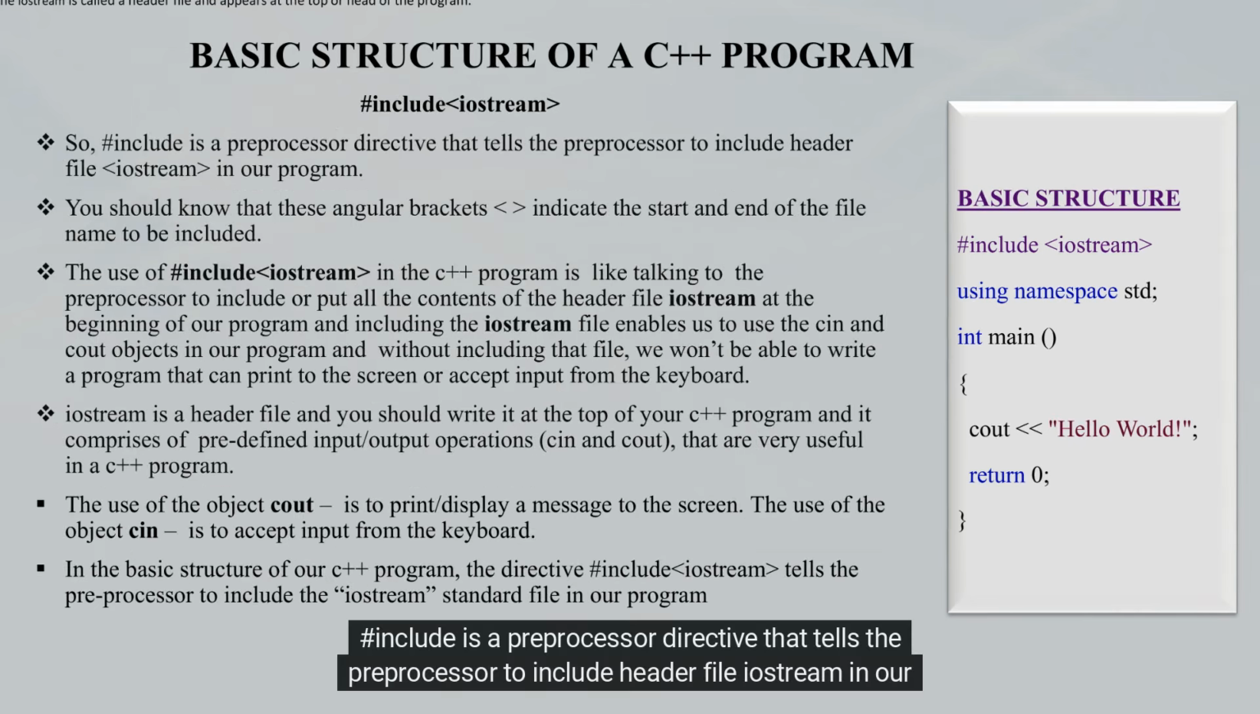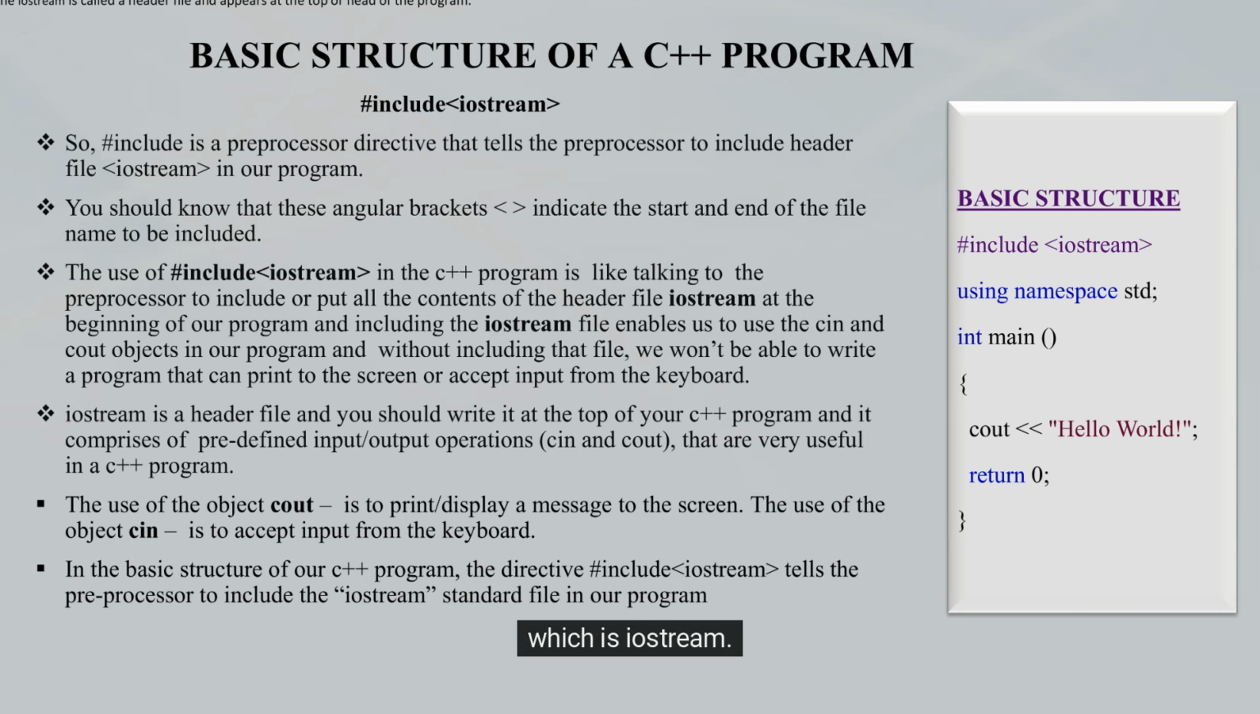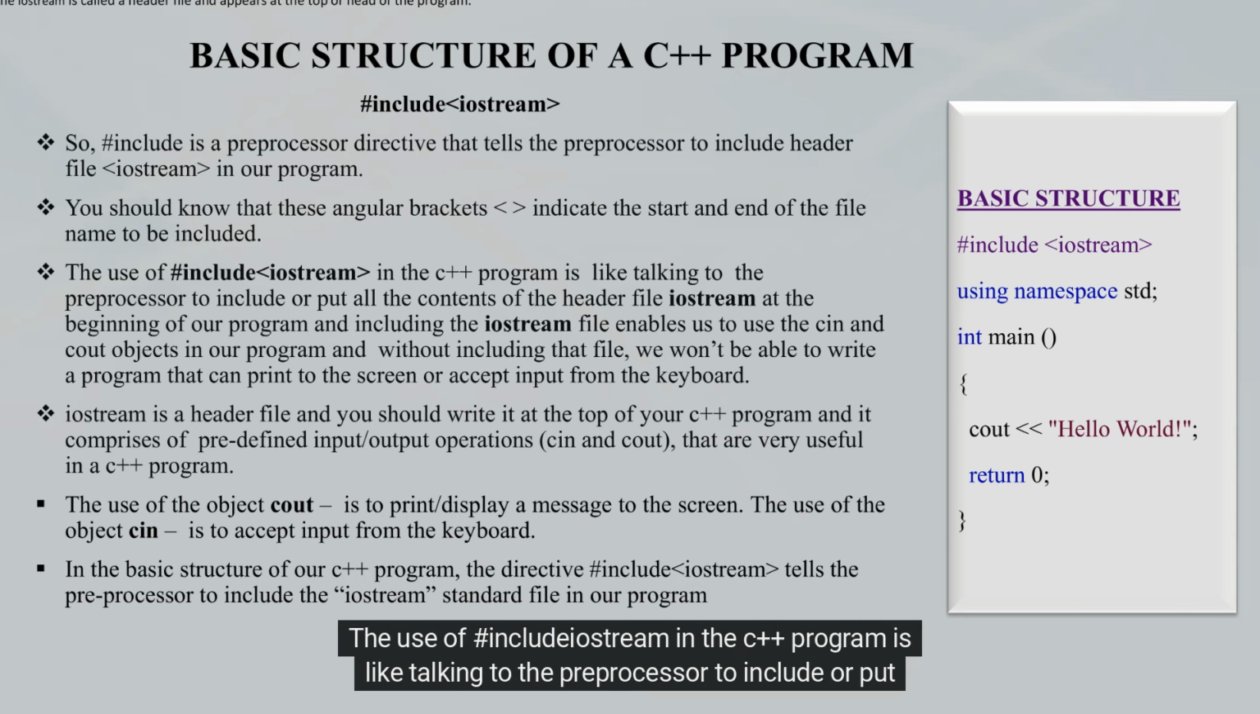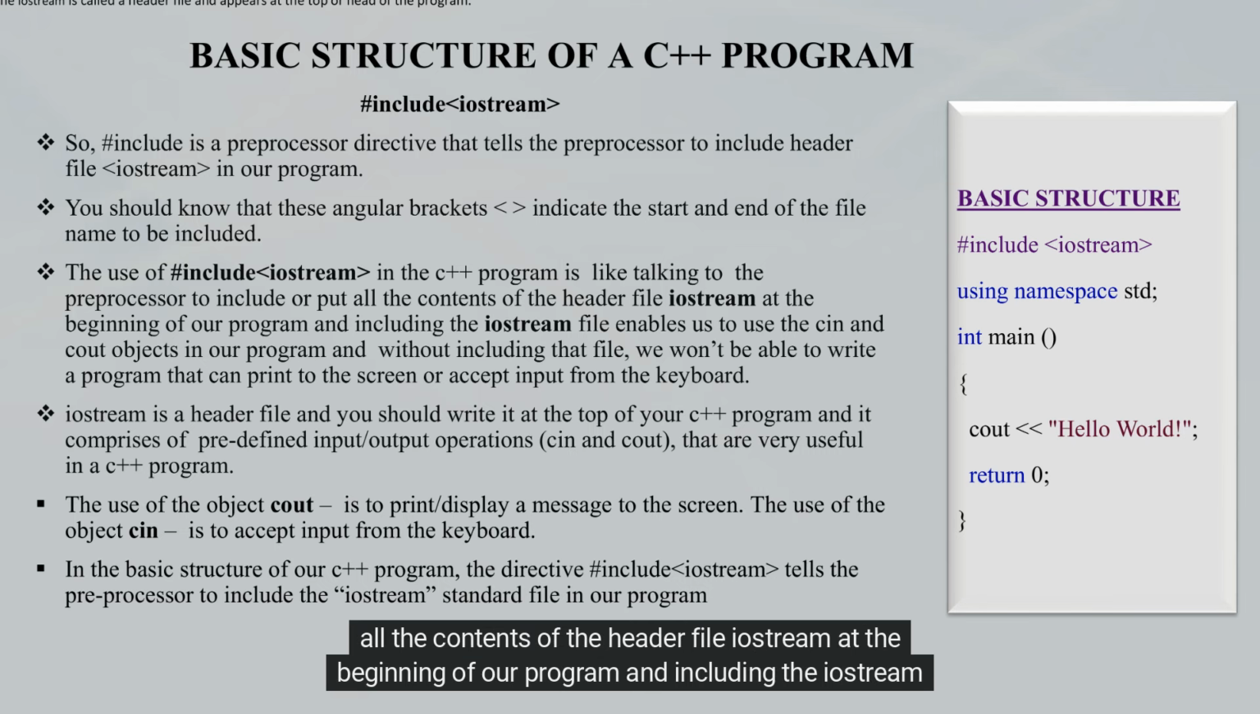#include is a preprocessor directive that tells the preprocessor to include the header file iostream in our C++ program. You should know that the angular brackets indicate the start and end of the file name to be included, which is iostream. Using #include <iostream> in the C++ program is like telling the preprocessor to put all the contents of the header file iostream at the beginning of our program.